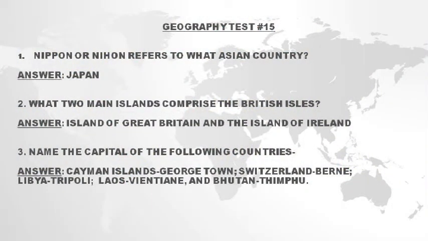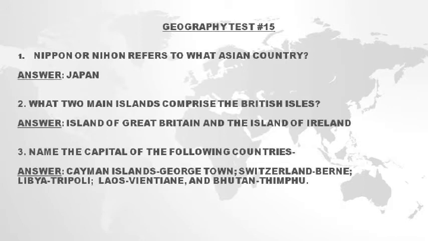Question 1. Nippon and Nihon refer to what Asian country? The answer is Japan. Question 2. What two main islands comprise the British Isles? The British Isles is where you find the United Kingdom and also the Republic of Ireland. It's off the coast of Western Europe. And these countries are comprised of two main islands. The islands are the island of Great Britain, where you find England, Scotland, and Wales, and the island of Ireland, where you find the Republic of Ireland in the south and Northern Ireland in the north, which is part of the United Kingdom.